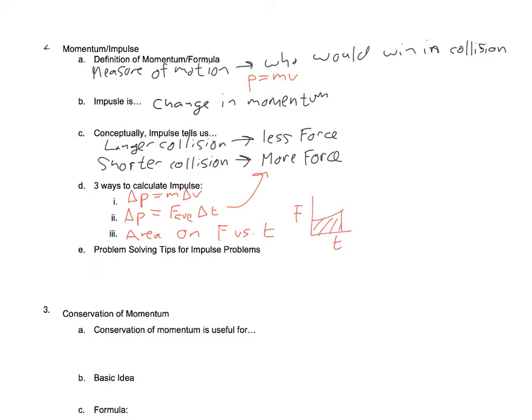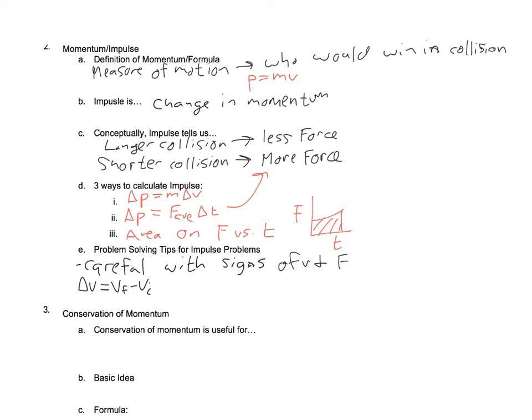A few problem-solving tips with impulse. We want to be careful of our signs, especially when we're looking at the sign of velocity and the sign of force. If they're in opposite directions, we need to indicate that with a negative. Another thing to keep in mind here with impulse is the change in velocity is going to be v final minus v initial, as with any change.